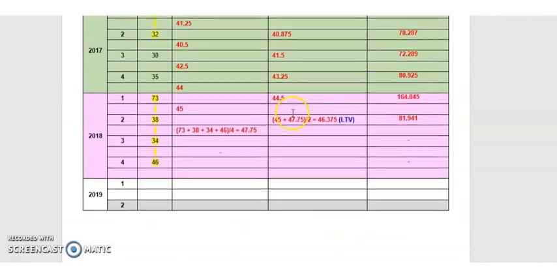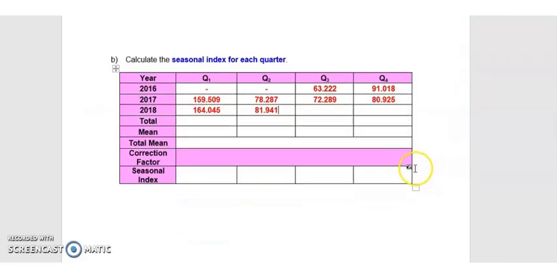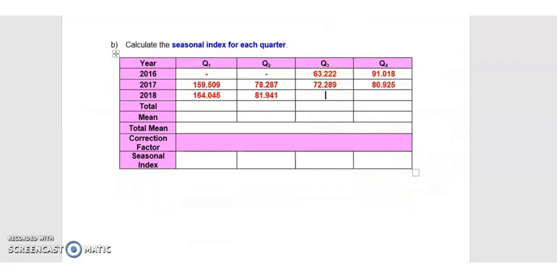Okay, if you look at here, for the third quarter and fourth quarter of 2018, also there is no value for seasonal variations. So here you just put dash.